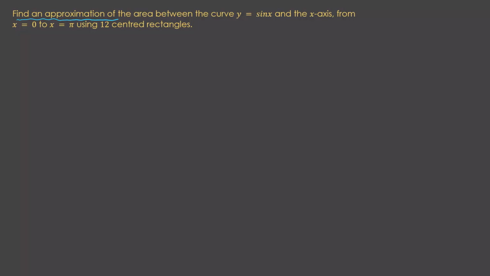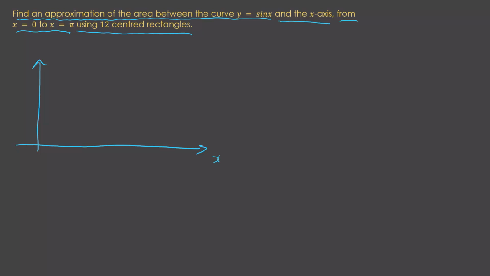Find an approximation of the area between the curve y equals sine x and the x-axis from x equals 0 to x equals pi using 12 centered rectangles. Now let's think about what this looks like. So sine x looks like this from 0 to pi.